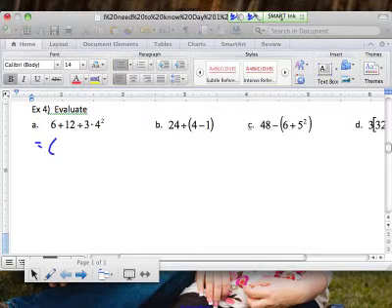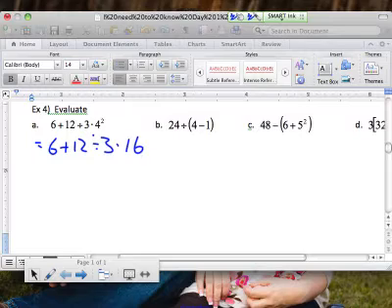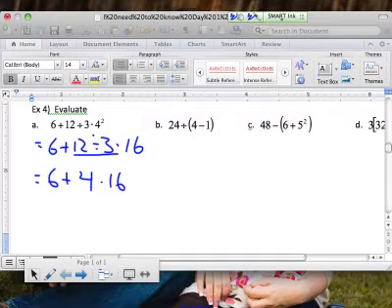Again, exponents first, so 6 plus 12 divided by 3 times 16. Now, I've done parentheses, I've done exponents, now I'm multiplying and dividing. So multiplying and dividing go from left to right. I see 6 plus, no dividing yet. Now, I see 12 divided by 3 first, so I do that first. 12 divided by 3 is 4 times 16.